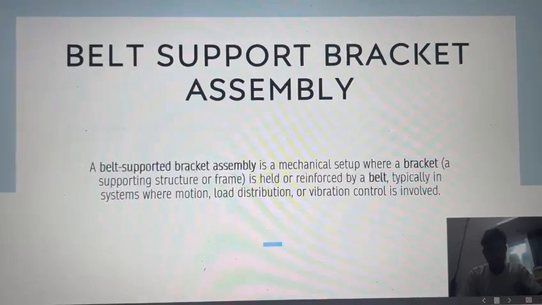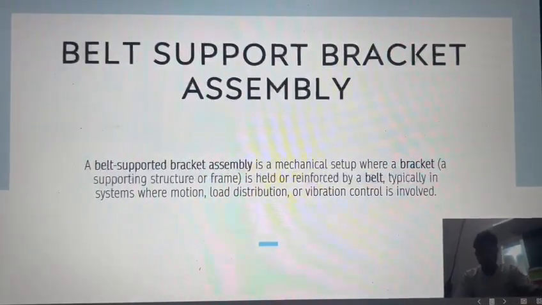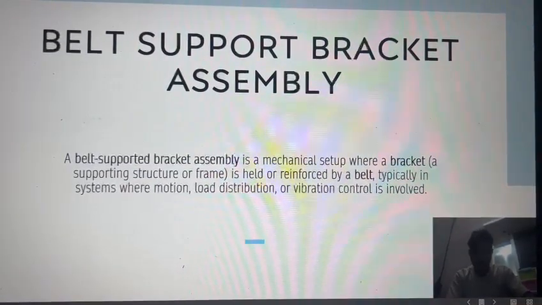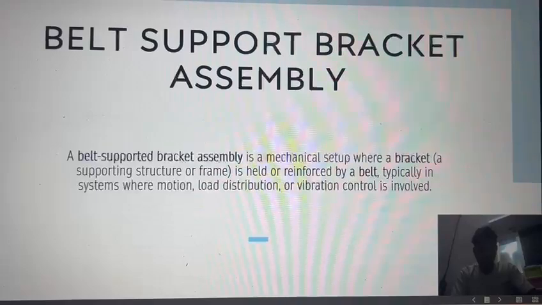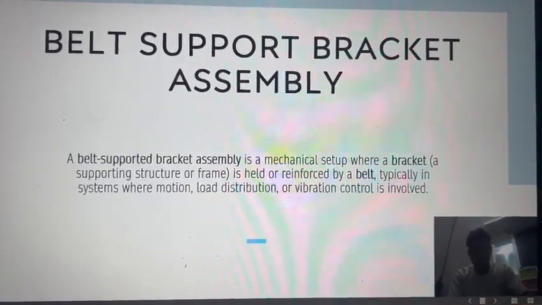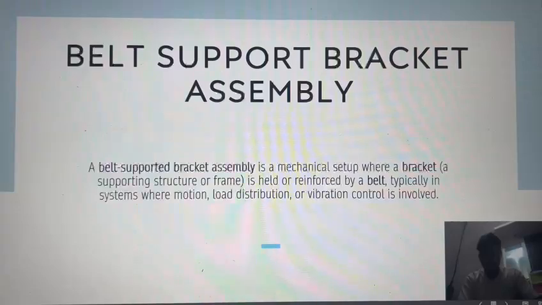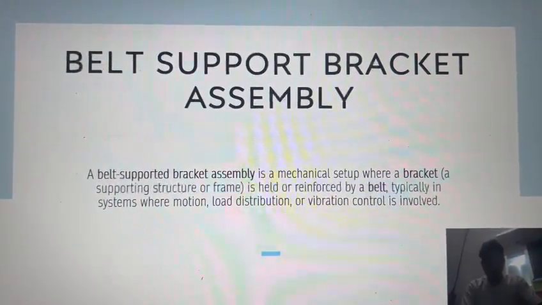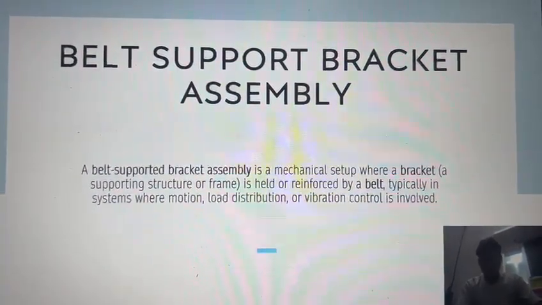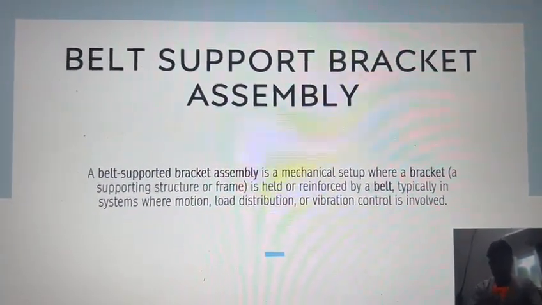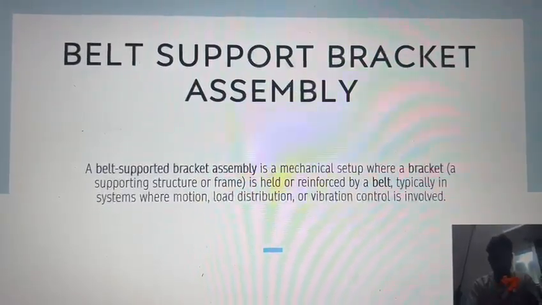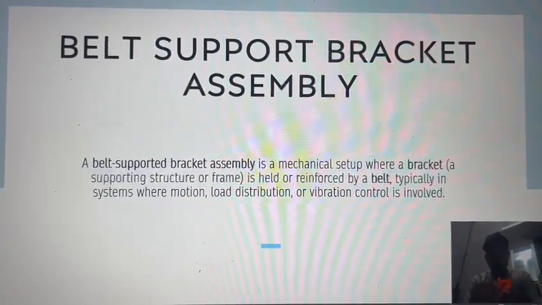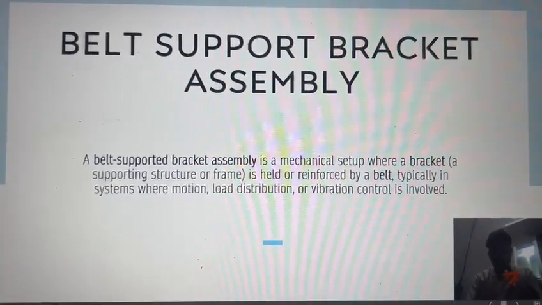In the internship, the belt supported bracket assembly is a mechanical support where a bracket, a supporting structural frame, is held or reinforced by a belt, typically in systems where motion, load distribution and vibration control are involved. Bracket means a supporting structure given to the belt, and it rotates when the bracket is supported. Here is the printed part. It looks like this. This is the bracket, a supporting structure for a belt, a revolving part which revolves using the belt.